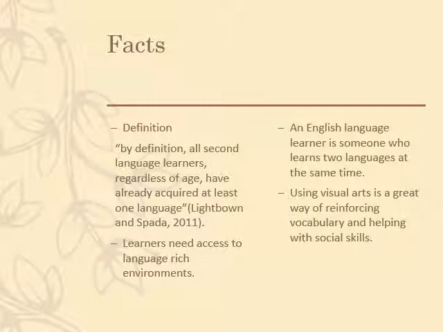Here are some interesting facts. By definition, all second language learners, regardless of age, have already acquired at least one language. Lightbown and Spada, 2011: learners need access to language-rich environments. An English language learner is someone who learns two languages at the same time. And using visual arts is a great way of reinforcing vocabulary and helping with social skills.